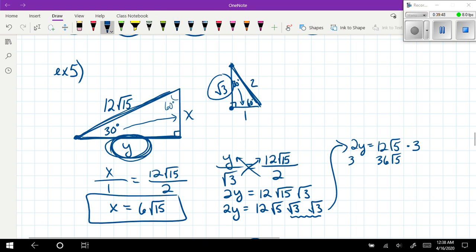And this is, whoops, sorry, 2y. Divide both sides by 2. And the 2 can divide into 36, right? Outside to outside. And I get y equals 18 root 5. Alrighty. We are going to move on from there.